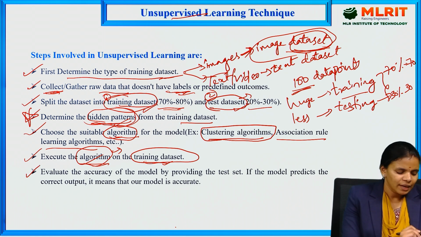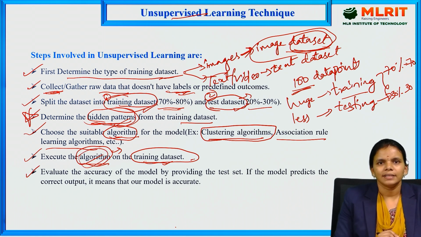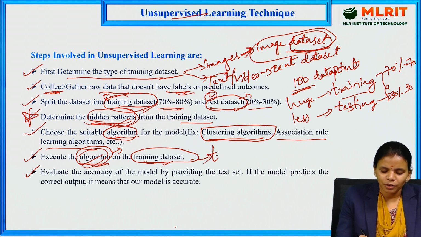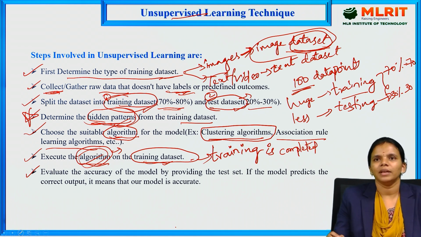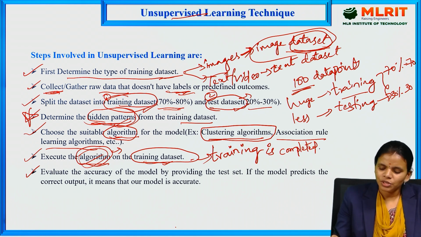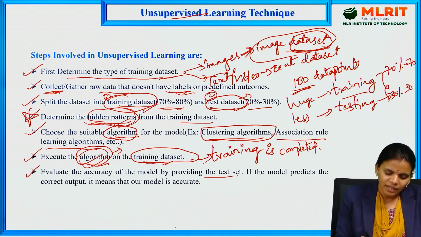And coming to the last step, we have executed our algorithm on the training data set, which means that the training of our model is completed. Now we need to check the accuracy of our model, meaning how it is working. Is the model working properly or not? Is the model giving accurate outputs or not? Then you have to evaluate the accuracy of the model by providing the test set.